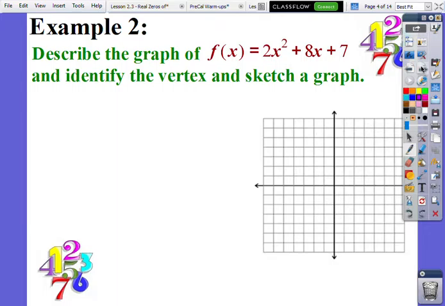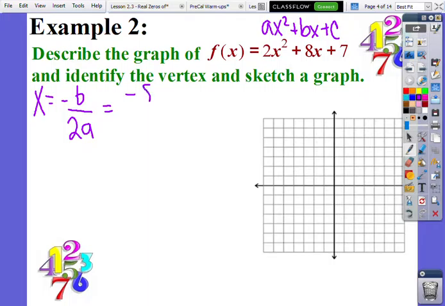And then to find my vertex, I'm going to do x equals -b over 2a. Remember that this is in the form ax squared plus bx plus c. So I can go through and say, all right, -b would be -8 over 2 times 2, which is -8 divided by 4, would be -2. So my vertex x value is -2.